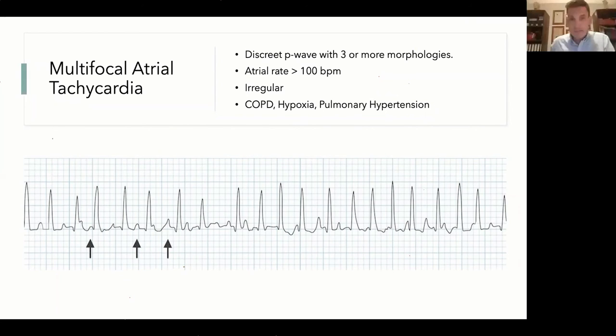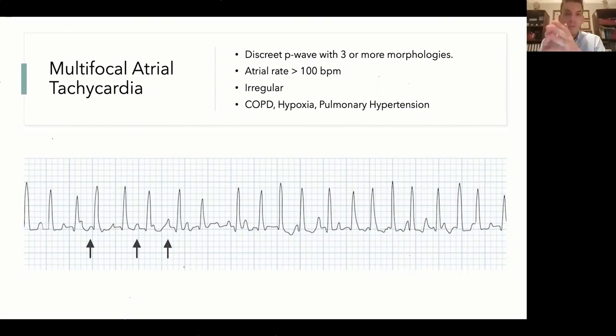Yes, it is. It is seen with lung pathologies like COPD, hypoxia, and pulmonary hypertension. This is what you need to keep in mind. Pulmonary hypertension means there is high pressure in the pulmonary vessels. Hypoxia means there is low oxygen in the lungs. And COPD means chronic obstructive pulmonary disease.